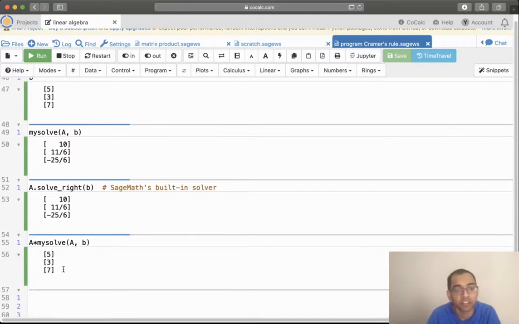And then as a second check, you can do A times the answer that mySol gave back, and that does indeed give back B, because remember, A times x should equal B, and that's indeed the case here.